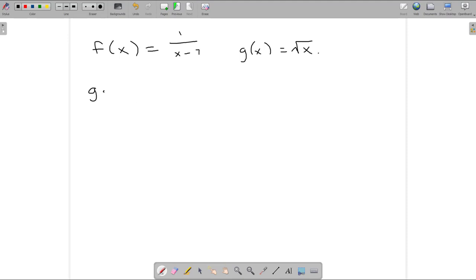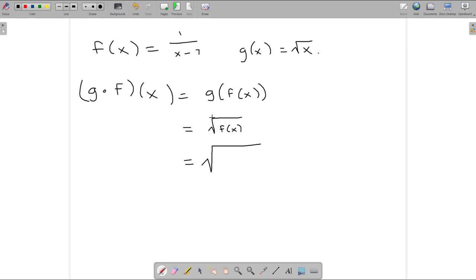So then my g of f of x is g evaluated at f of x. So g, wherever I have an x, I'll plug in f of x instead, square root of f of x. Take it a step further. I know what f of x is. I'll plug it in: square root of 1 over x minus 7. So we did get the correct answer, right? So this part was kind of like checking work.